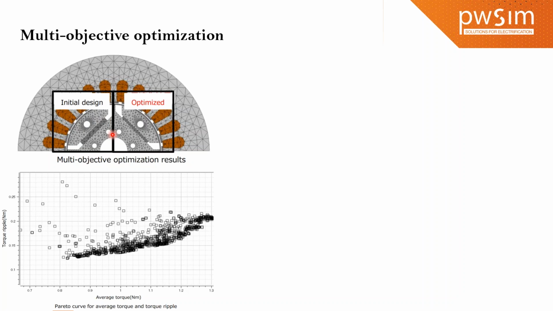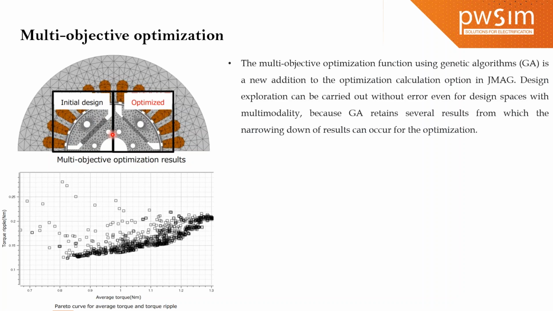So we have a multi-objective optimization technology. JMAG supports optimization with various techniques: genetic algorithm, multi-objective optimization, and MATLAB global. Using these three methods, we can achieve the best optimum design by defining the objective parameters and design constraints. So this is an example of the multi-objective optimization technology.